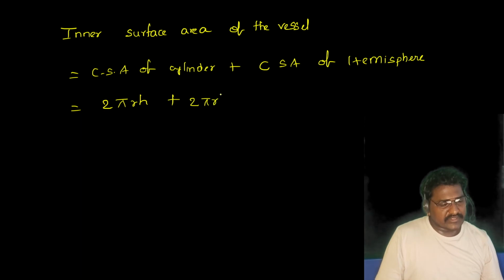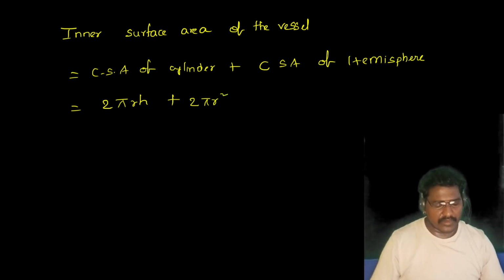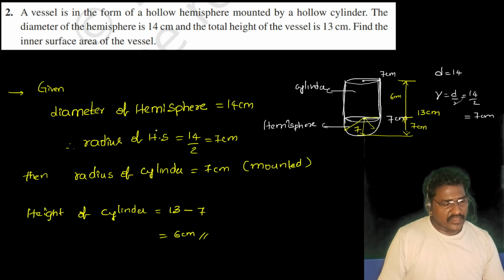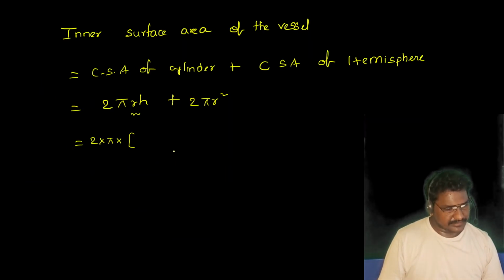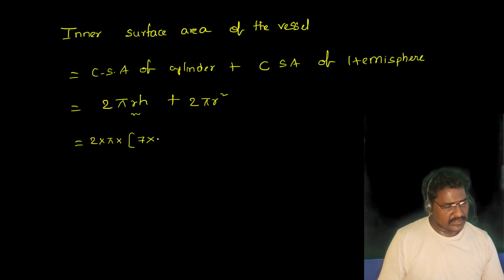The formula will be 2 pi r square. Hemisphere CSA is 2 pi r square. Hemisphere TSA is 3 pi r square. Now 2 into pi keep as it is, and r, we know that r is 7. Is it right? Yeah, 7. Into height of cylinder is 6. Plus 2 pi, already we have taken it as common multiple, and r square, that means 7 square.